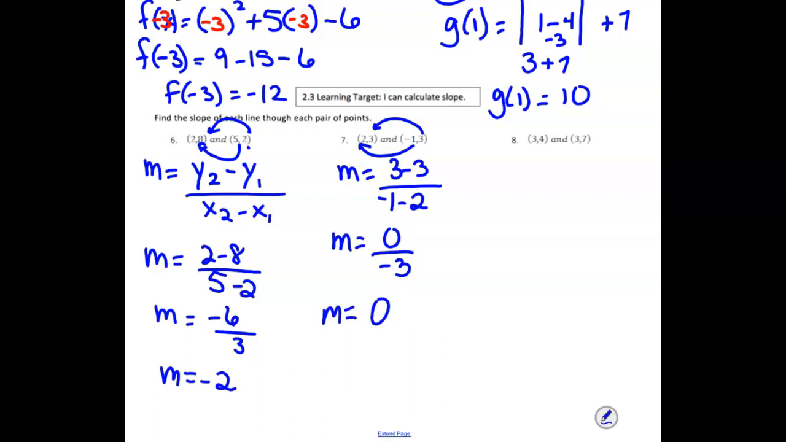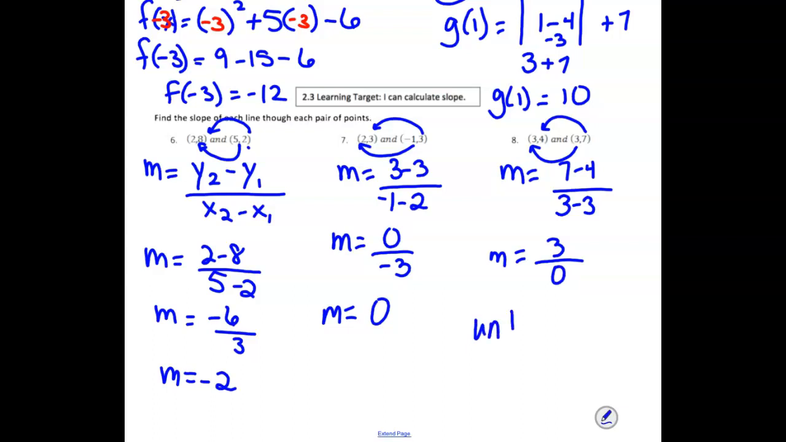For question 8, subtracting our y's, 7 minus 4. Subtracting our x's, 3 minus 3. And this is the one where we have a little problem. 7 minus 4 is 3, but in the denominator, 3 minus 3 is 0, and we can't divide by 0. So we say our slope is undefined.